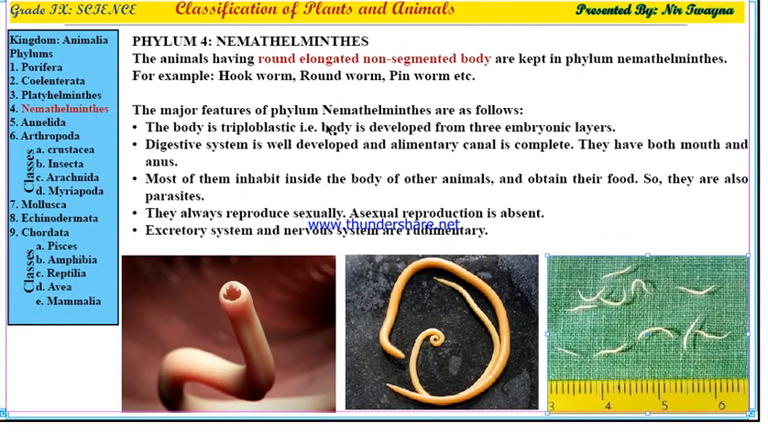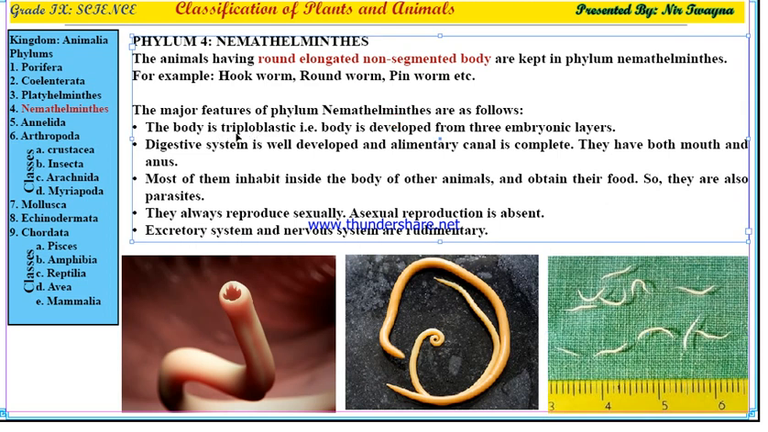Okay, look, the features of phylum Nemathelminthes. The body is triploblastic, that is, body is developed from 3 embryonic layers. Digestive system is well developed, and alimentary canal is complete. That means they have both mouth and anus, and most of them inhabit inside the body of other animals and obtain their food, so they are also parasites. Look, Platyhelminthes are also parasites, Nemathelminthes are also parasites.